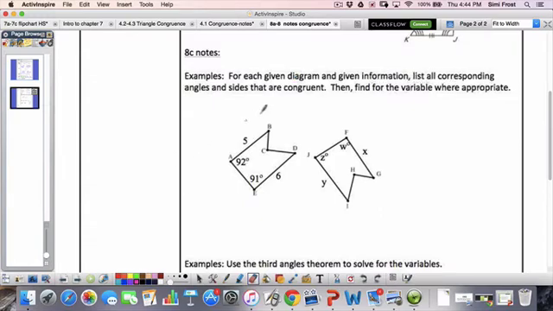And I'll fix this in your notes, but I'm noticing now that I did not have a congruency statement. Since there aren't any congruency marks on here, I would need a congruence statement telling me that these are congruent so I could find out these variables here.